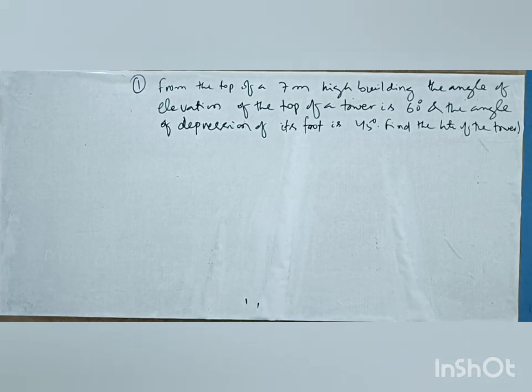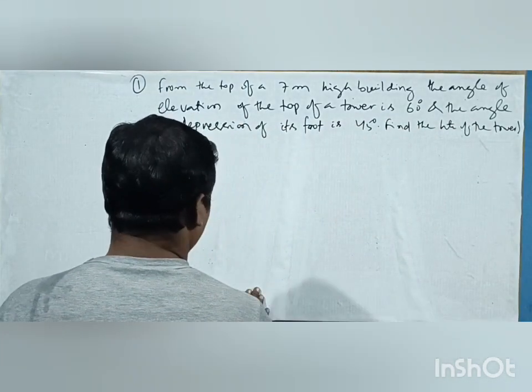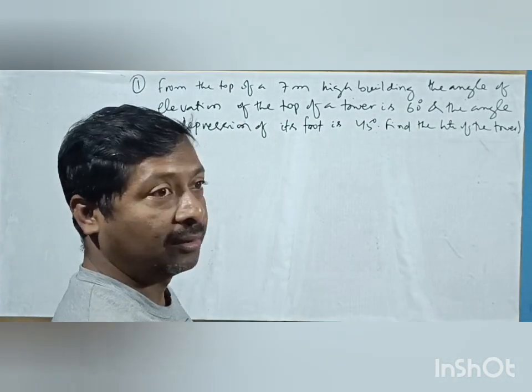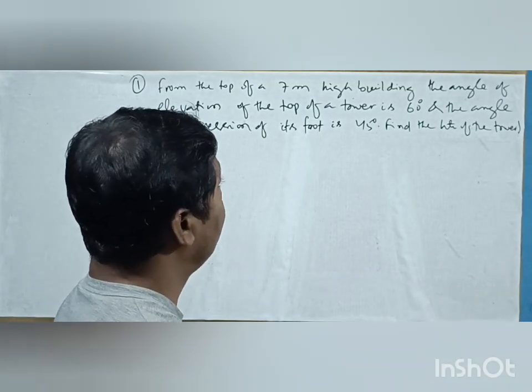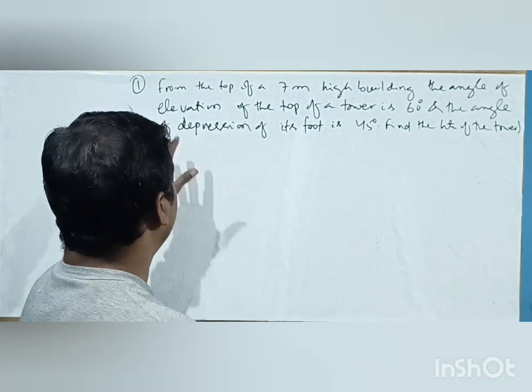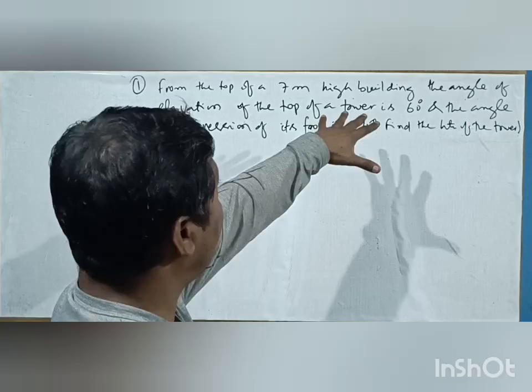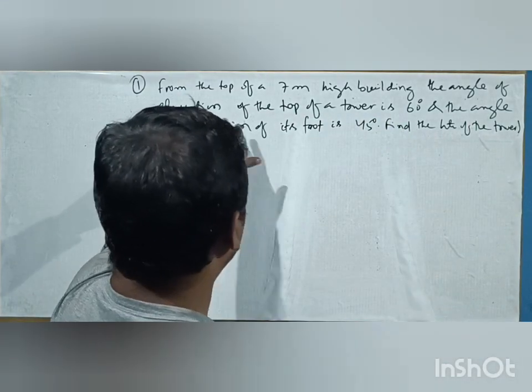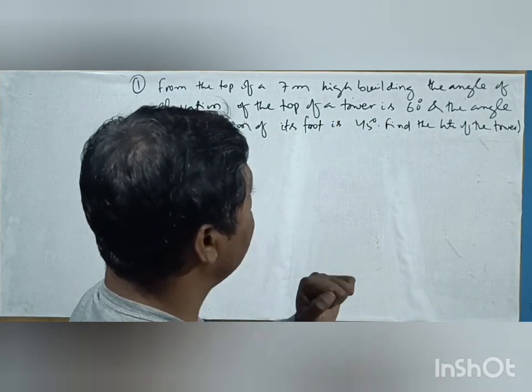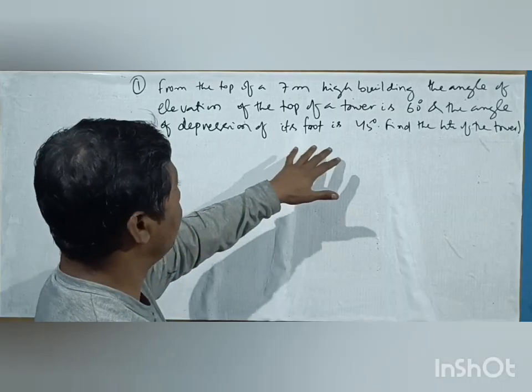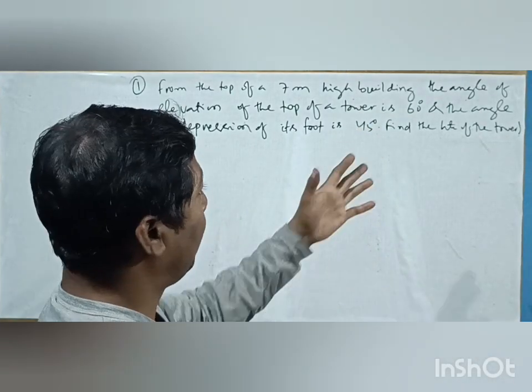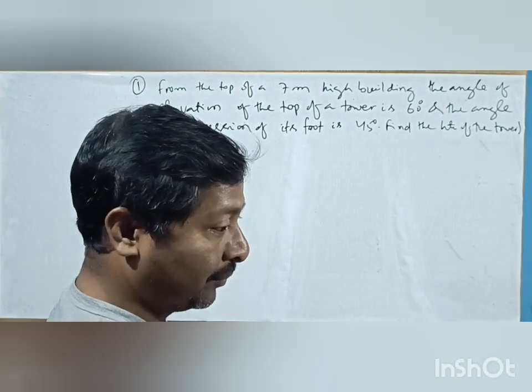And the first number is from height and distance, trigonometry. See the question. From the top of a 7-meter high building, the angle of elevation of the top of a tower is 60 degree and the angle of depression of its foot is 45 degree. Find the height of the tower.